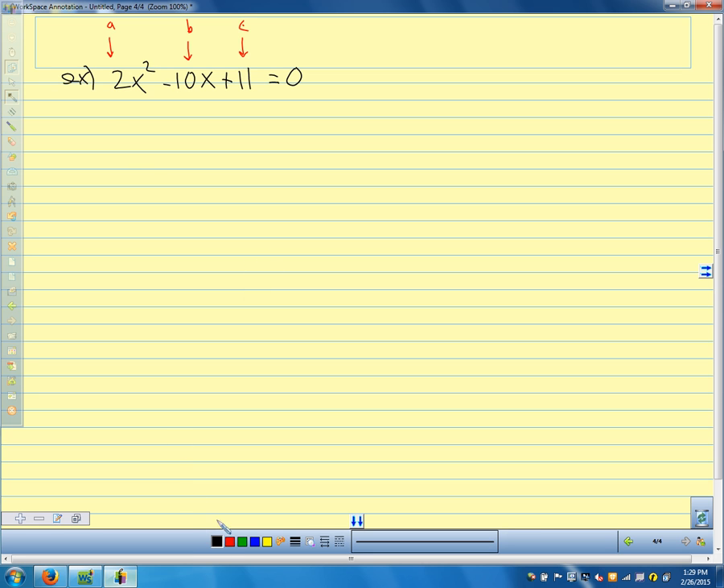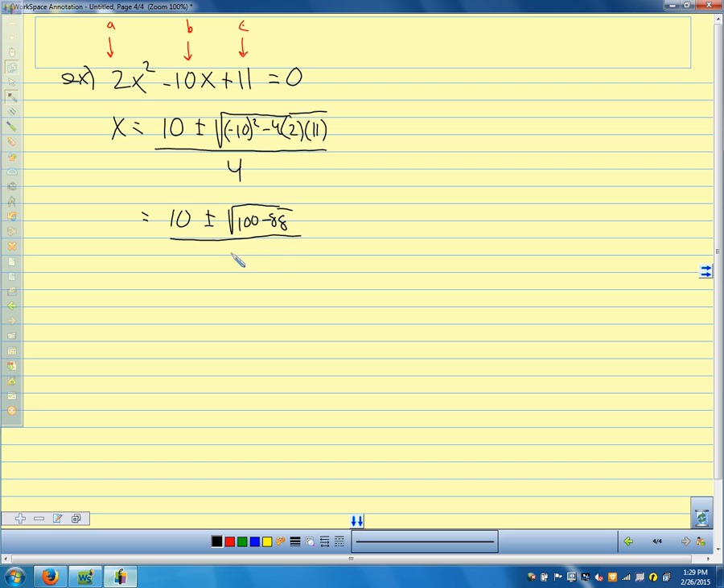We're going to plug these into the quadratic formula. So x equals negative b plus or minus the square root of b squared minus 4 times a times c, all divided by 2a. I'm going to write it all out, and then I just need to simplify this. So I get x equals 10 plus or minus the square root of negative 10 squared, which is 100, minus 8 times 11, over 4. 100 minus 88 is 12, yes?